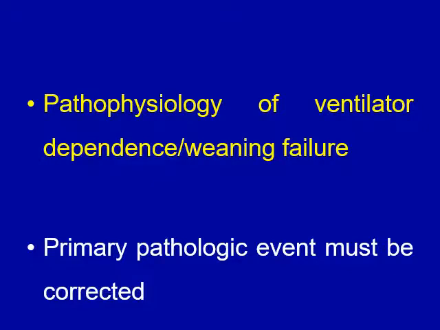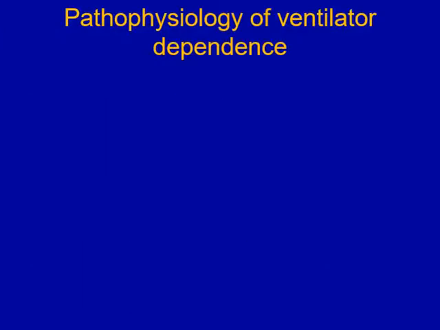In this topic, we shall learn about the pathophysiology of ventilator dependence or weaning failure. Why are we not able to wean a few patients from mechanical ventilation? Before weaning the patient from mechanical ventilation, the primary pathology for which the patient is intubated and ventilated has to be corrected, or the disease process should be in the resolution phase. We shall know what all the factors are.